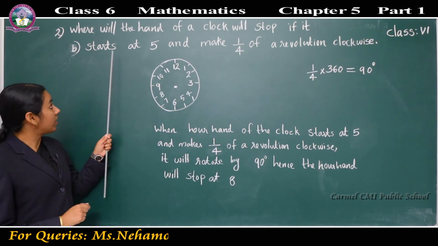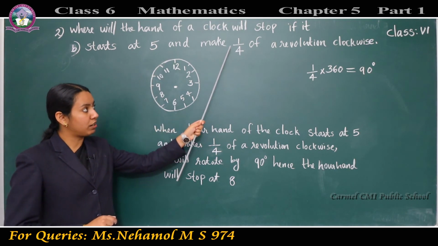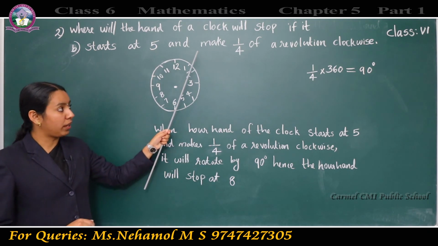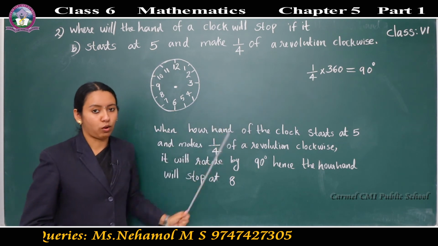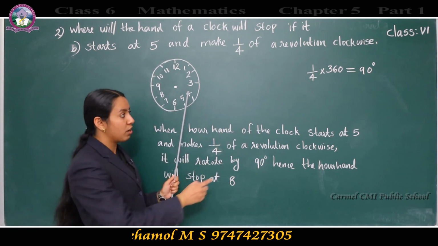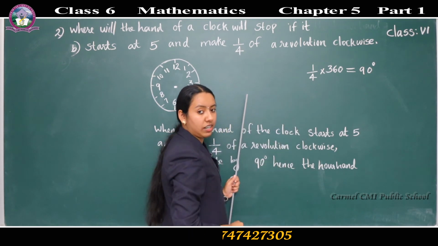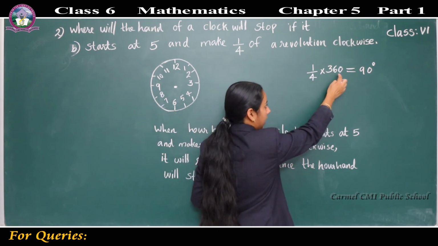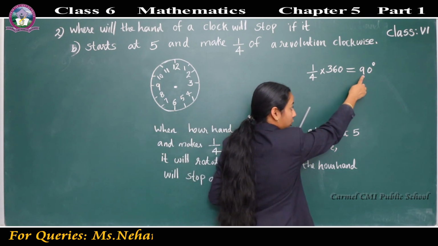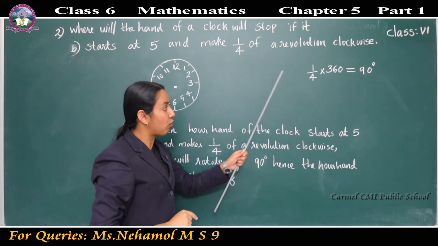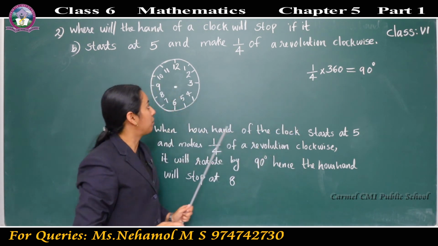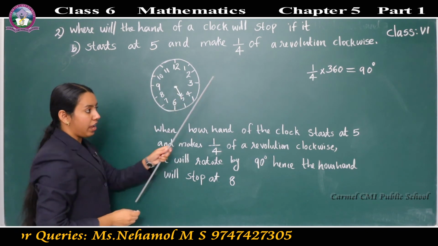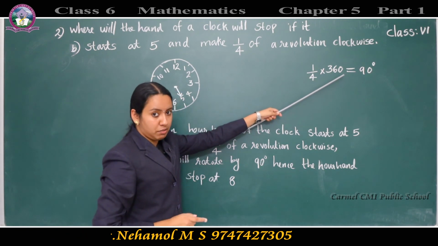Next one, starts at 5 and make 1/4 of a revolution clockwise. 1/4 of a revolution means 1 by 4 into 360. 1/4 of 360 means 360 by 4, which is equal to 90 degree. So the angle formed will be 90 degree. Then the hand of the clock starts at 5 and we have to make a 90 degree angle. That means a right angle.